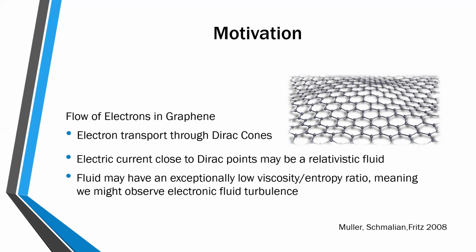The graphene: there's a possibility that the electrons flowing through graphene could be relativistic, and there could be turbulence. I don't know much about that either, but I just read a brief article about it.